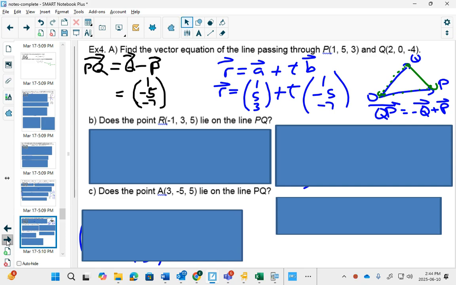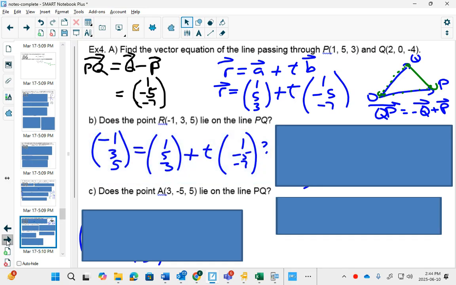So we get an equation of a line, and now we can answer questions like, would you go through this point, negative 1, 3, and 5? If you would go through that point, it would make this equation true. In other words, is there a t, a time, that's why they often use t here, because it often represents time. Is there a value of t that would make this true?